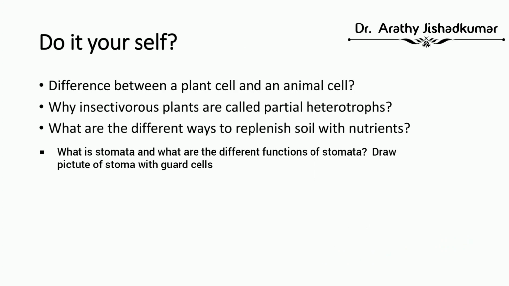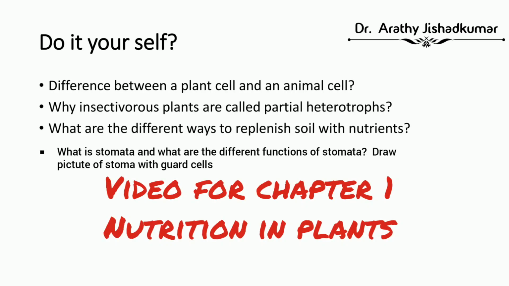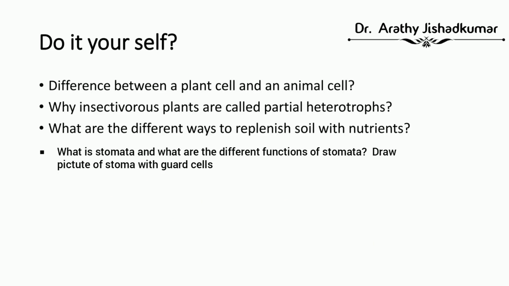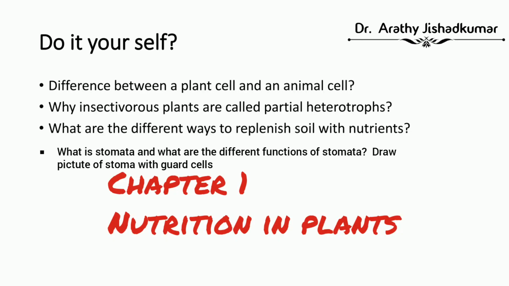Now, I have a few questions so that you can do it yourself. First one, difference between a plant cell and an animal cell. If you have any doubt, you can go back to my channel and find the first chapter video where I have described in detail the major differences between a plant cell and an animal cell. You can make a table writing plant cell in one column, animal cell in another column, and write down the major differences. Second, why are insectivorous plants called partial heterotrophs or partial autotrophs? The answer is again there in my video.